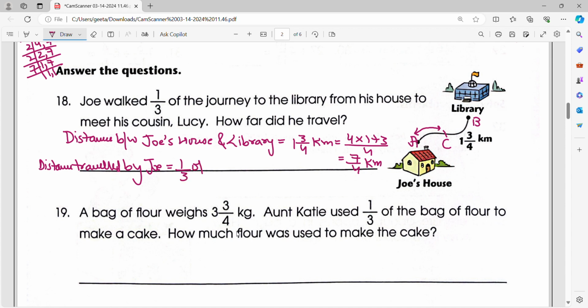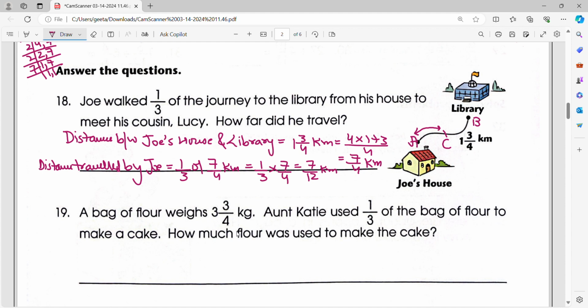1/3 of his journey from his house to the library means 1/3 of 7/4 kilometer. As I have mentioned earlier as well, that 1/3 and "of" means multiply into 7/4. How much it would be? It would be 7/12 kilometer. So answer is 7/12 kilometer. What was the distance walked by Joe? It's 7/12 kilometer.